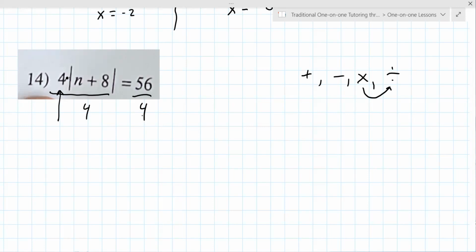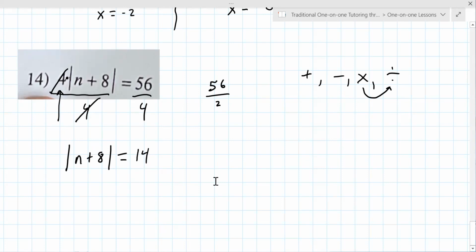By division. Yes. So you divide by 4, you divide by 4. You have the absolute value of n plus 8. What is 56 divided by 4? So you can think of it as dividing 15 by, I'm sorry, it's 14, I was saying. Yes, it is 14. Okay, now how do you solve it from here?